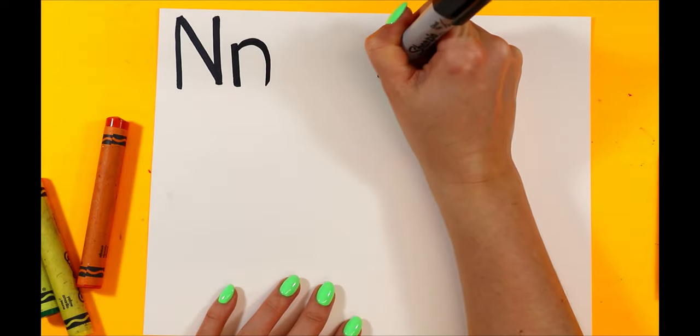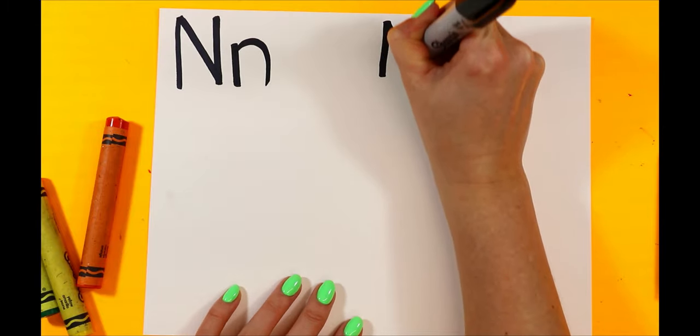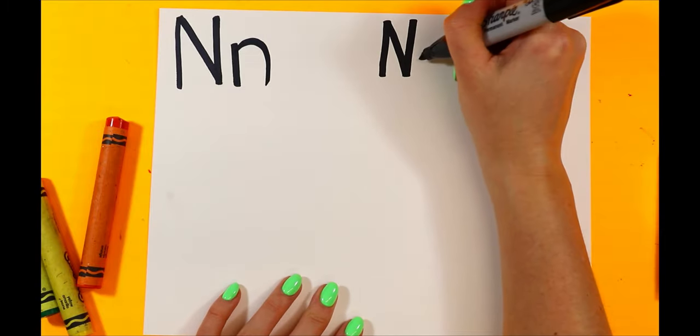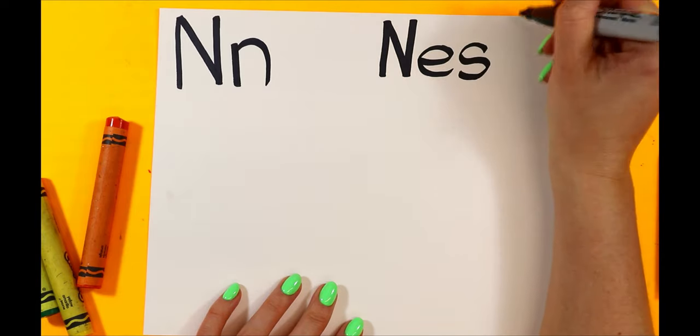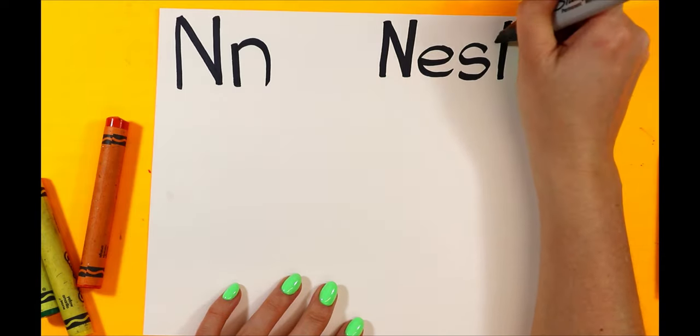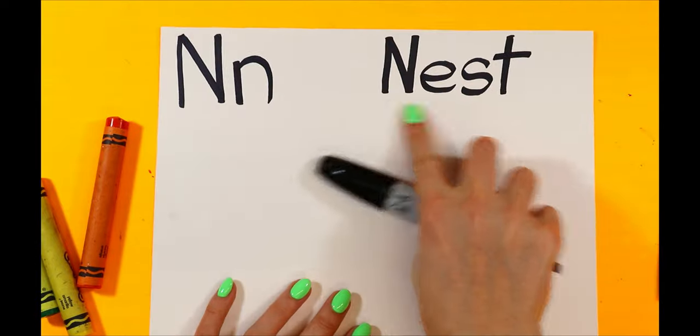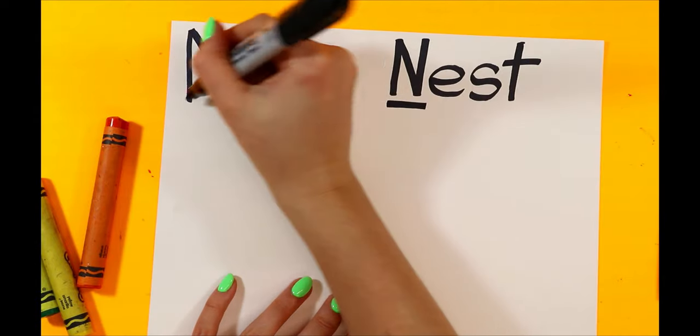We're going to be drawing a nest, so let's write the word nest. So we'll start with the letter N, E, S, T. Nest. Nest begins with the letter N.